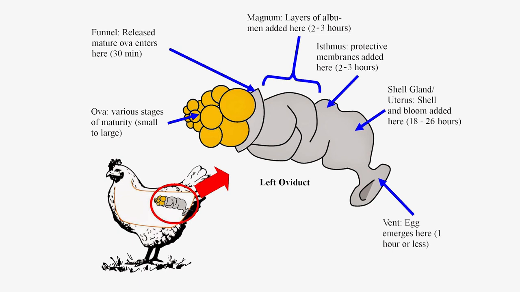The structure of the oviduct: infundibulum, place for reception of ovum for fertilization. It takes around 15 to 30 minutes. Magnum, synthesis and deposition of albumin. It takes roughly 2 to 3 hours. Isthmus, synthesis of 2 shell membranes. This also takes 2 to 3 hours. Uterus, synthesis of eggshell, 18 to 26 hours.